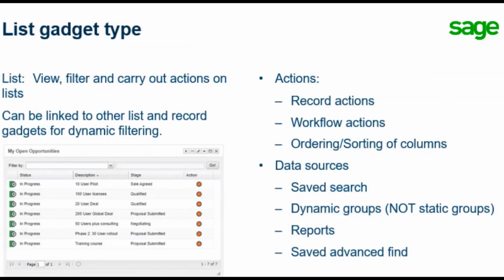We will now move on to the list gadget. The list gadget naturally displays a list of grouped records, and the actions available on this gadget include workflow, record ordering, sorting of columns. What is special about this gadget is the ability to link to another list or record summary gadget to achieve dynamic filtering. This gadget's data sources are reports, saved search, dynamic groups, and saved advanced find. We will be using this gadget when we create our dashboard a little later.